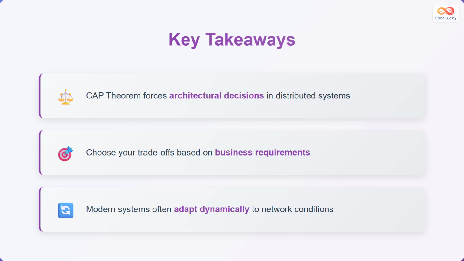Here are some key takeaways to summarize the CAP theorem. It forces architectural decisions in distributed systems. Choose your trade-offs based on business requirements. Modern systems often adapt dynamically to network conditions, allowing for flexible and robust architectures.